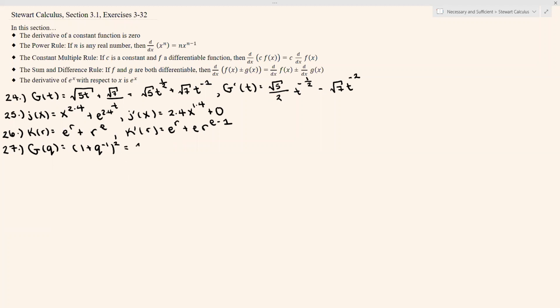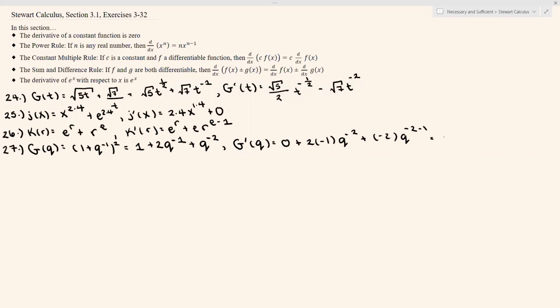So this is 1 squared, which is 1, plus 2 times 1 times q to the -1, so plus 2q to the -1, plus q to the -1 squared. So this is plus q to the -2. So then g prime of q is equal to, the derivative of 1 is 0, plus 2 times -1 q to the power of -1 minus 1 is -2, plus 1 times -2 times q to the power of -2 minus 1.